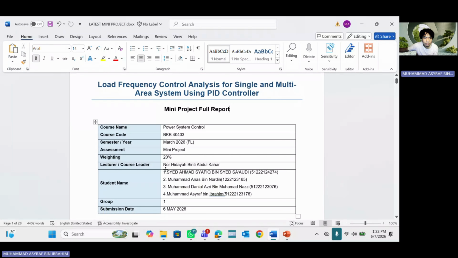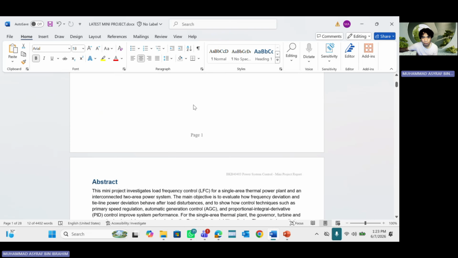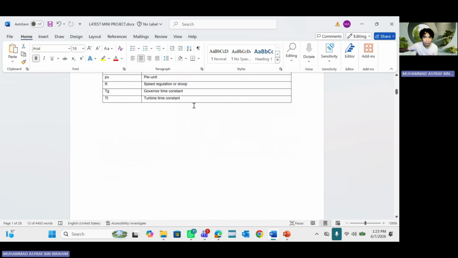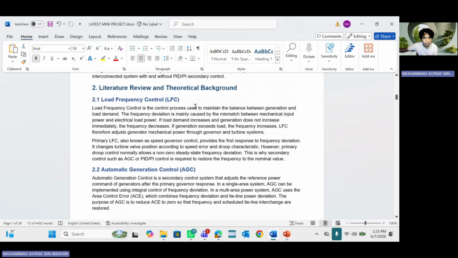My name is Muhammad Ashraf. I will introduce our group members. First, Ahmad Shafiq bin Syed Saudi, Muhammad Anas bin Udin, Muhammad Nidil Azri, Muhammad Nazi, and Muhammad Ashraf bin Ibrahim, which is myself. This is the mini project for power system control, titled Load Frequency Control Analysis for Single and Multi-Area Using PID Controller. I will be presenting on the calculation part.